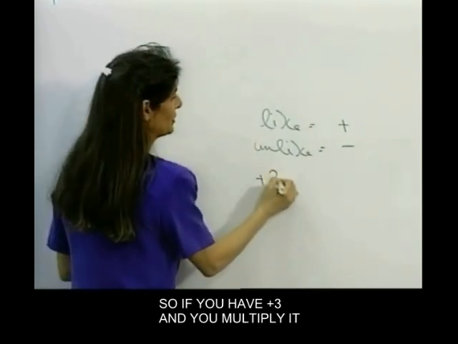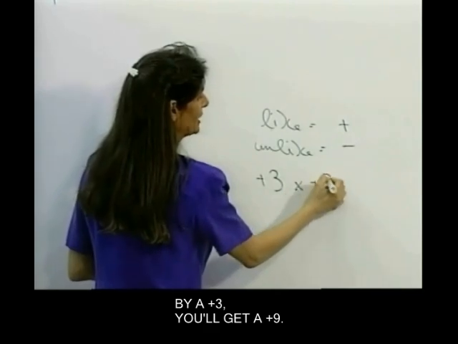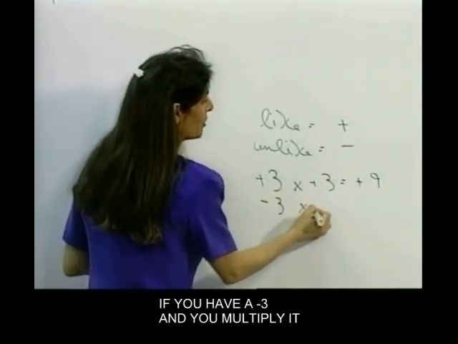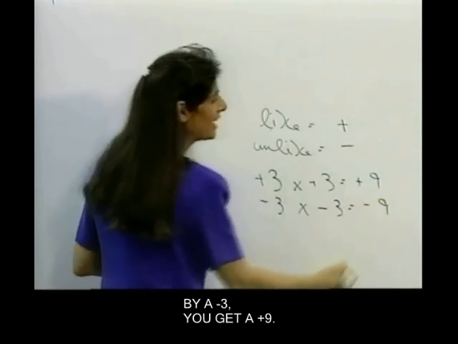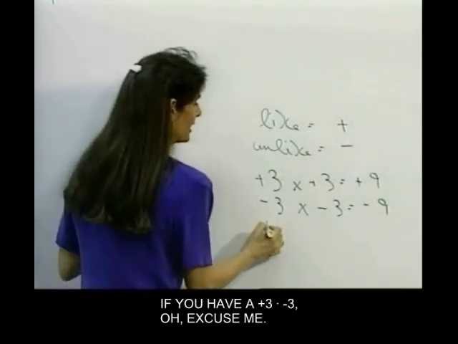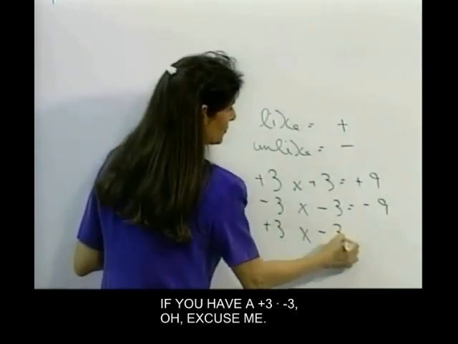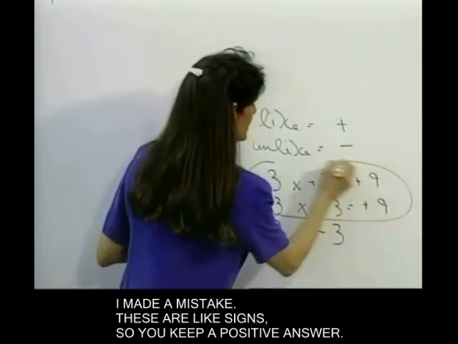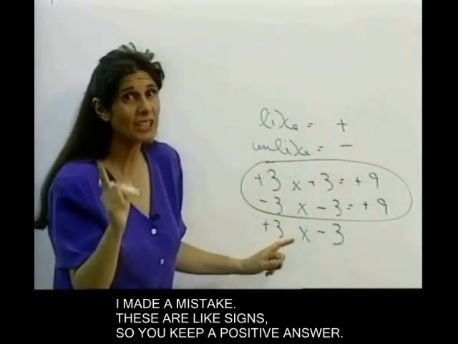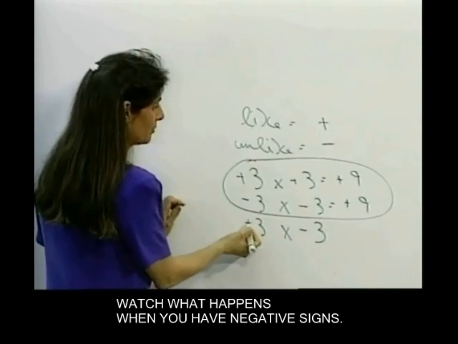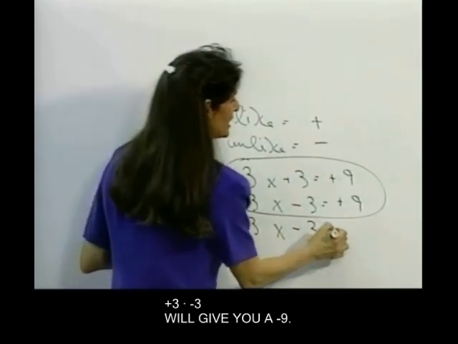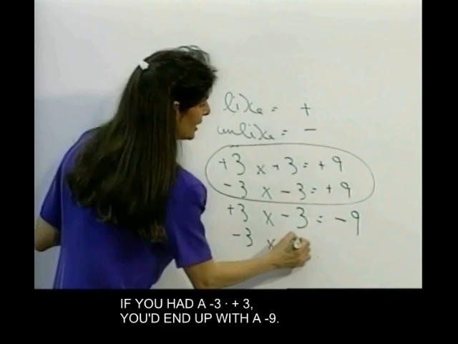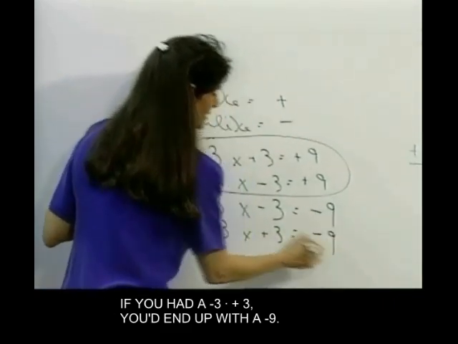So if you have plus 3 and you multiply it by a plus 3, you'll get a plus 9. If you have a minus 3 and you multiply it by a minus 3, you'd get a plus 9. Oh, excuse me, I made a mistake. These are like signs, so you keep a positive answer. Watch what happens when you have unlike signs. Plus 3 times a minus 3 will give you a minus 9. If you had a minus 3 times a plus 3, you'd end up with a minus 9.